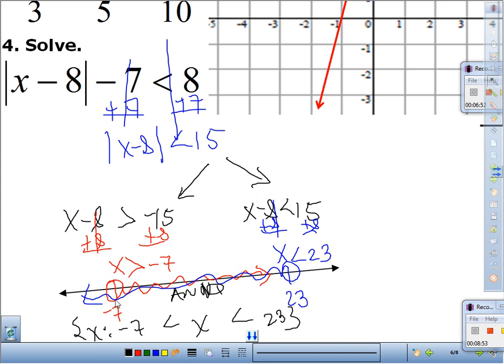Since these are not closed points, we leave them as is. So, solution set x such that negative 7 less than x less than 23. Hands up, you got that? Okay, good.